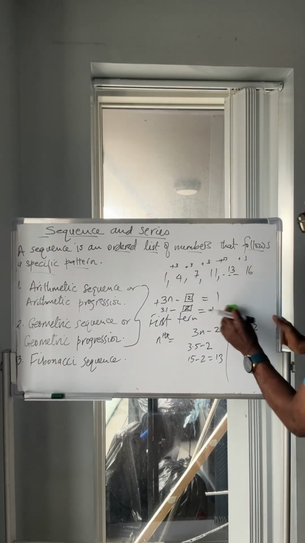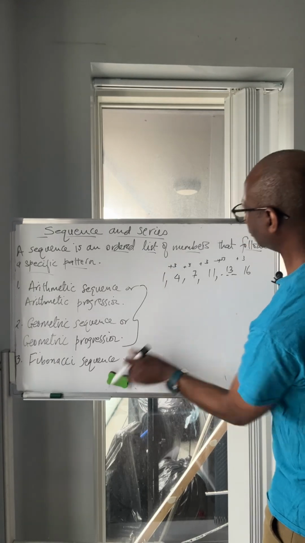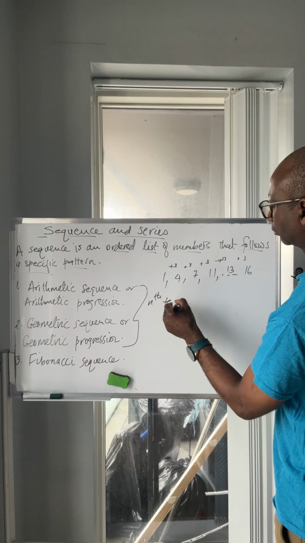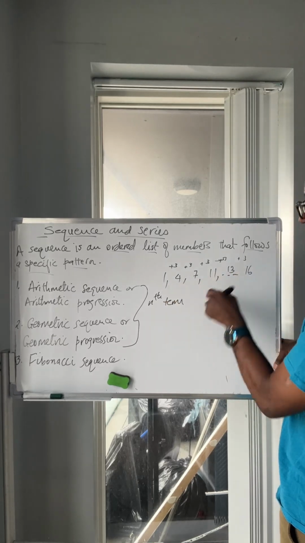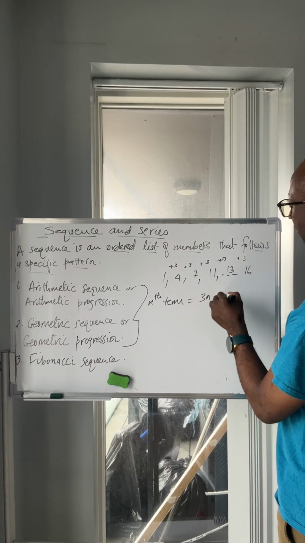So for this sequence, the nth term, for this particular sequence, the nth term is 3n minus 2.